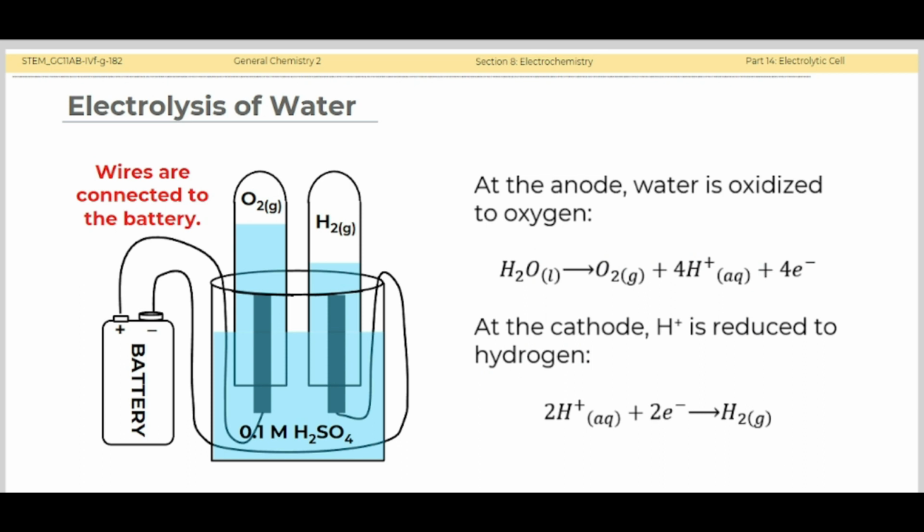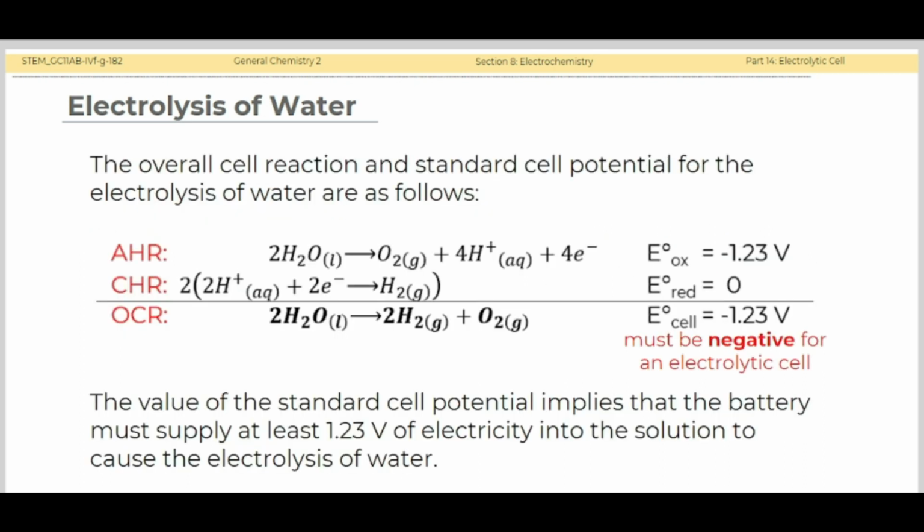At the anode, water is oxidized to oxygen. At the cathode, hydrogen ion is reduced to hydrogen. The overall cell reaction and standard cell potential for the electrolysis of water are as follows. The standard cell potential is negative 1.23 volts. Note that the cell potential must be negative in an electrolytic cell.